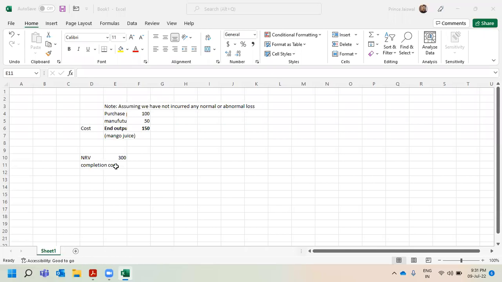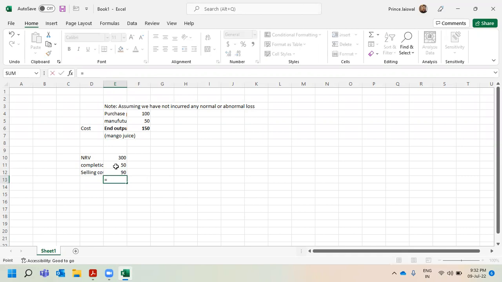Say we have incurred a completion cost of 50 rupees, and then we have incurred a selling cost of 90 rupees. So what will be my end valuation? It will be 160. So this is my NRV, the selling proceeds. This is my selling proceed and this is my NRV.